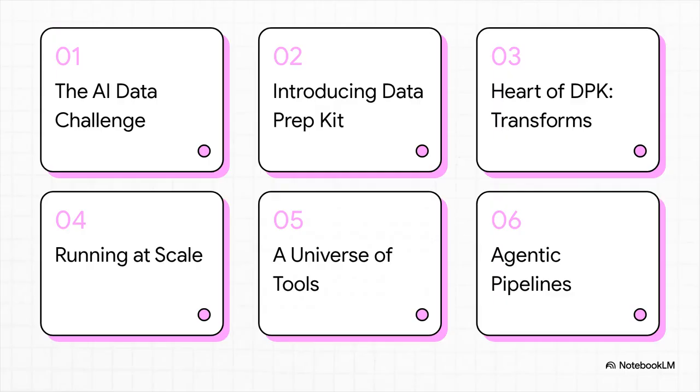So here's what we've got on tap. First, we'll dig into the why, the huge data challenge that AI faces. Then I'll introduce you to the Data Prep Kit, or DPK for short. We'll get right to the heart of it, which is something called transforms. After that, we'll see how this thing runs at a massive scale, check out all the cool tools it comes with, and wrap up with a little glimpse into the future, something called agentic pipelines. Sound good? Let's dive in.